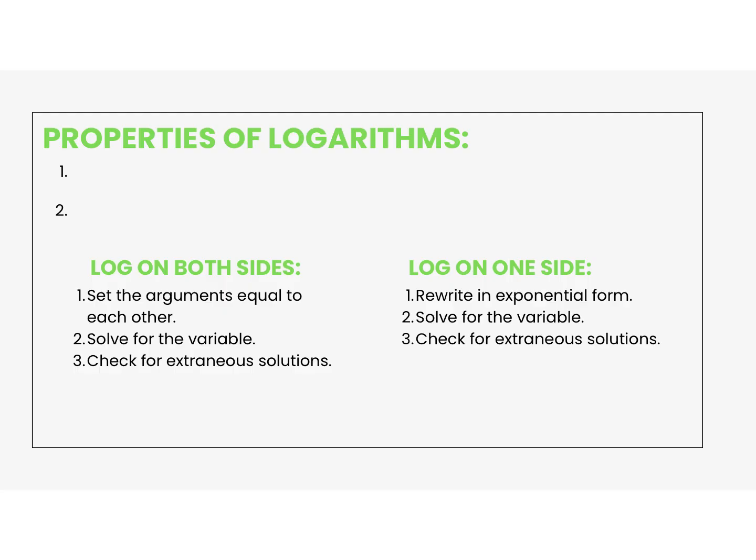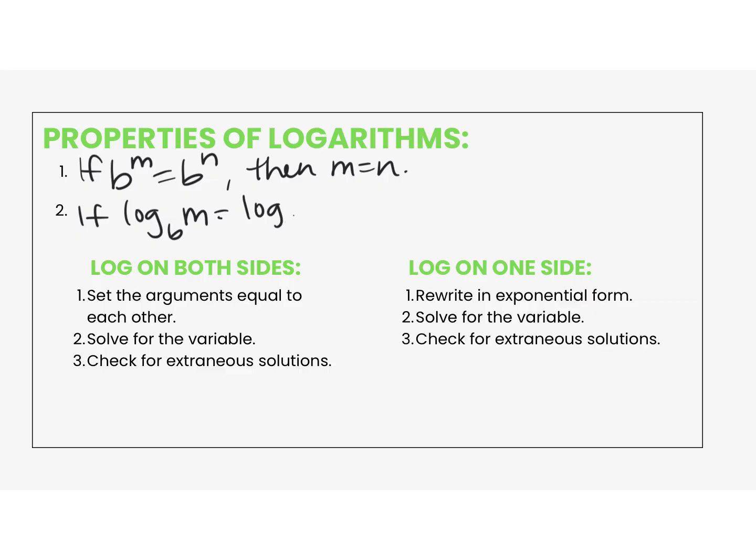The first one says that if b to the m equals b to the n, then m equals n. We knew that from our work earlier in Unit 7, but just to review it. Okay, that also holds true for logs. So if log base b of m equals log base b of n, then m equals n. So as long as they have the same base, the argument has to be equal as well.